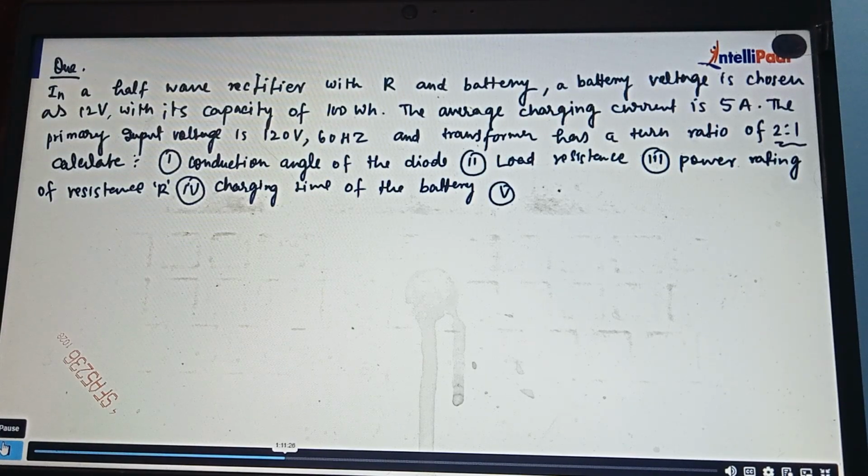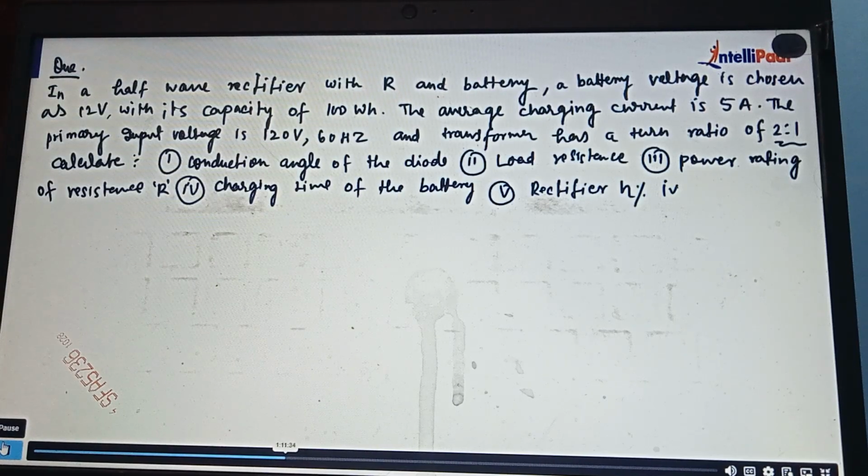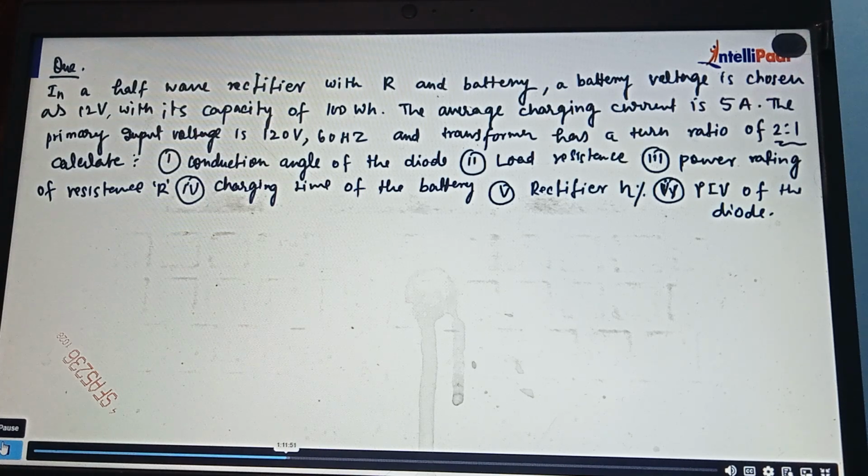The fifth one, efficiency, rectifier efficiency. And the sixth one, PIV of the diode. What is PIV of the diode? What is PIV? Yes, peak inverse voltage. Try to solve it, everyone. Open your notebook and try to solve it.